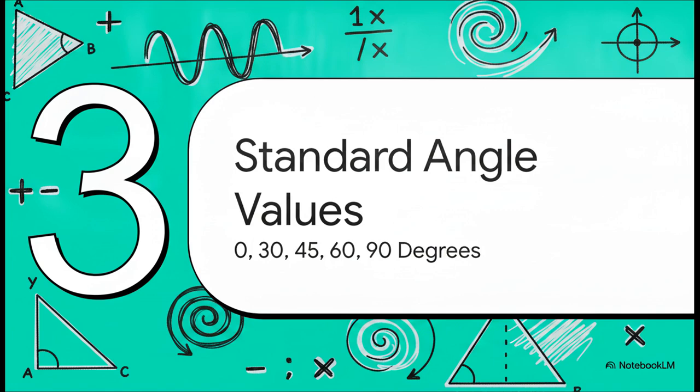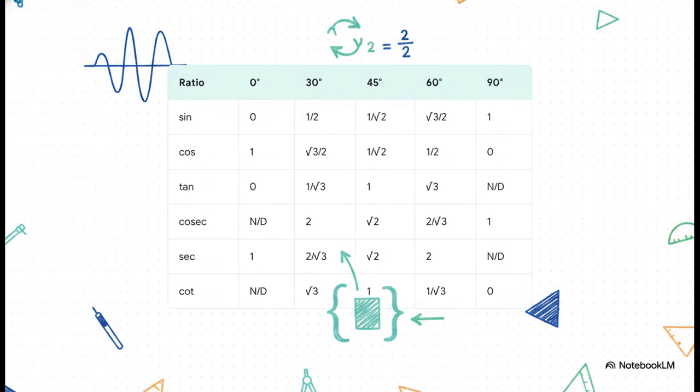Moving on to Section 3, Standard Angle Values. With our 6 ratios now clearly defined, let's look at their specific numerical values for our standard acute angles. This reference table is so crucial, but notice how beautifully the reciprocal logic applies here too. It's like a giant puzzle where everything fits.